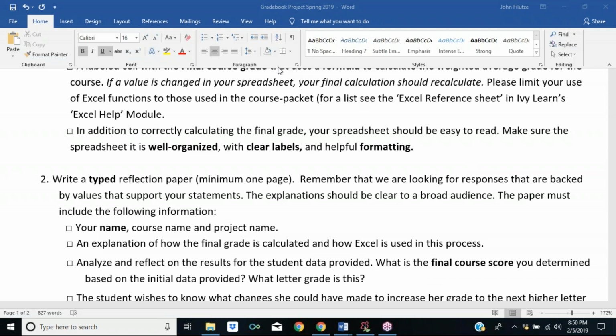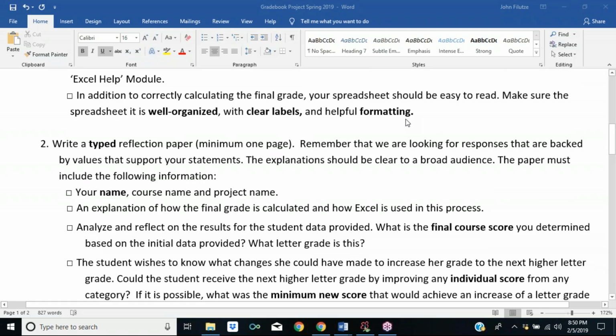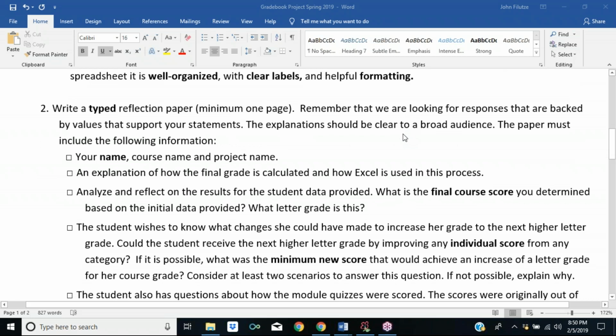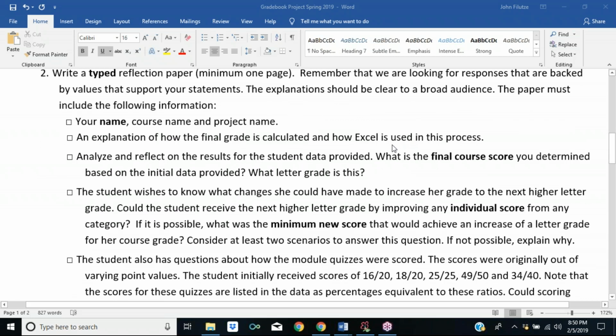Remember that we're looking for responses that are backed by values that support your statements. On this type reflection, you should have your name, course name, and project name, an explanation of how the final grade is calculated, analyze and reflect, and then there are some different things here. The student wishes, so I'm looking right here now, the student wishes to know what changes she could have made to increase her grade to the next higher letter grade.